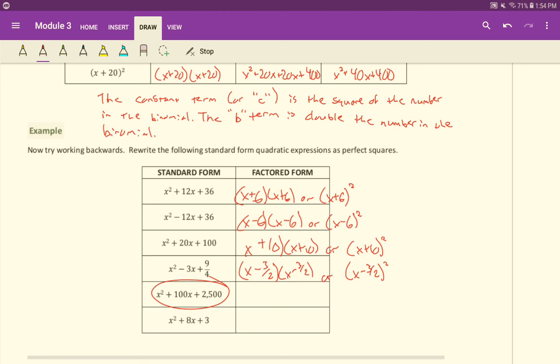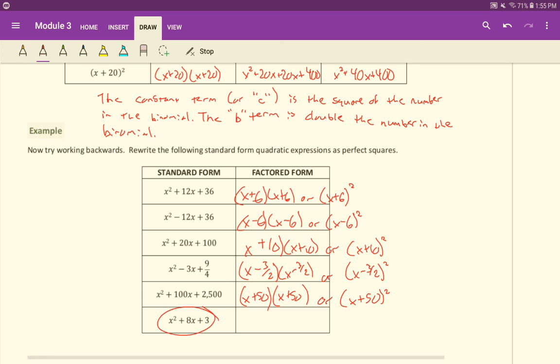Okay, go ahead and try this one. What would it factor to be? Well, what two numbers that are the same multiply to 2,500? The answer is 50. And if you add those two 50s, there you go, you get that 100. That would be right in there. Okay, so again, x plus 50 squared.